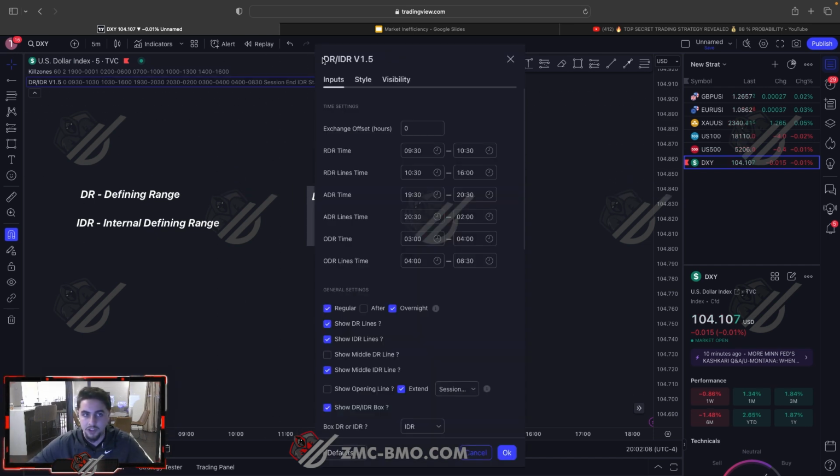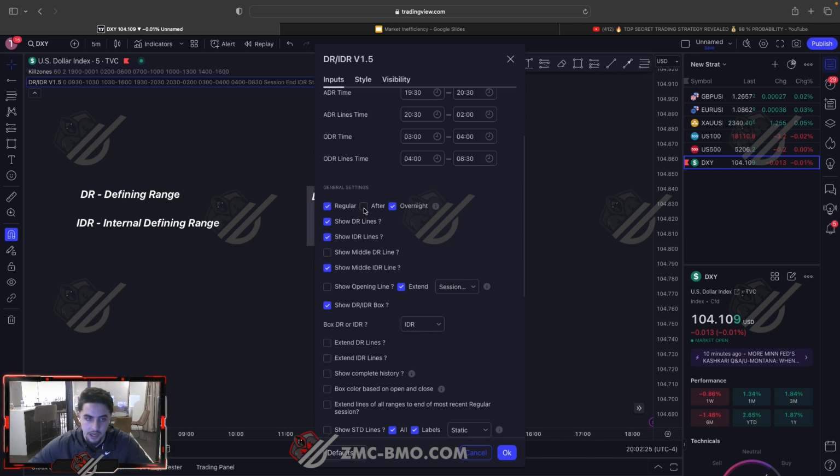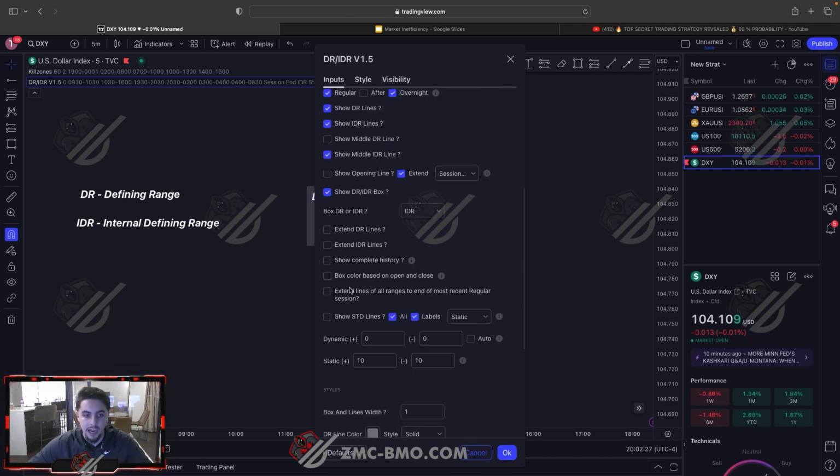So if I show you guys now, just search DR/IDR on the indicators using TradingView. And these are the settings you need. The most important thing is the RDR time, 9:30 to 10:30, and the ODR time, which is 3 to 4 a.m. So just make sure that is correct. You can tick the after one off because we don't trade the Asian session DR. You can remove the opening line and you can get rid of the show standard deviation line.